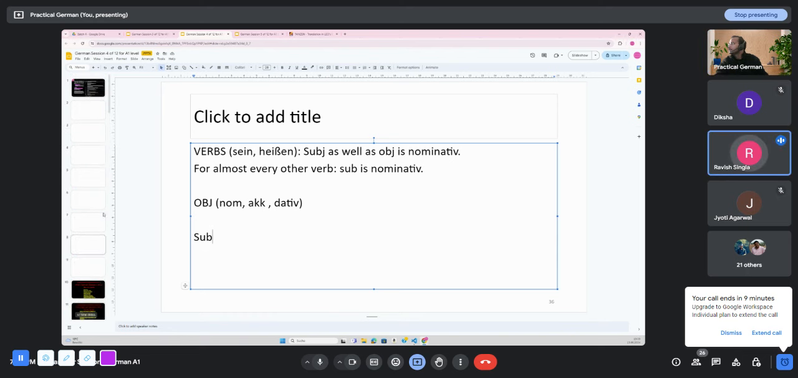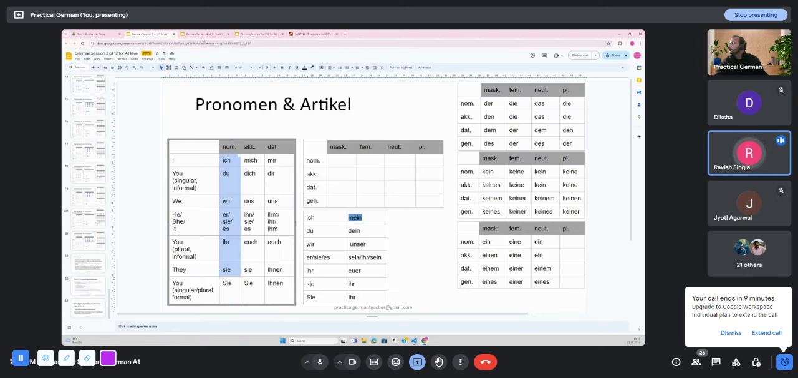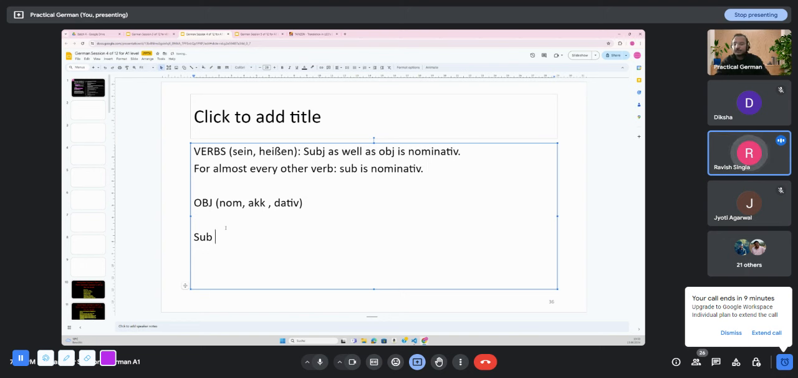In that context only. I'm thinking, normally you have subject, verb, object. And if you want to ask a yes or no question, it is verb, subject, object. If you want to ask a W question, it is W word, then verb, then subject, and then object. Yeah, we learned this last time. Correct.